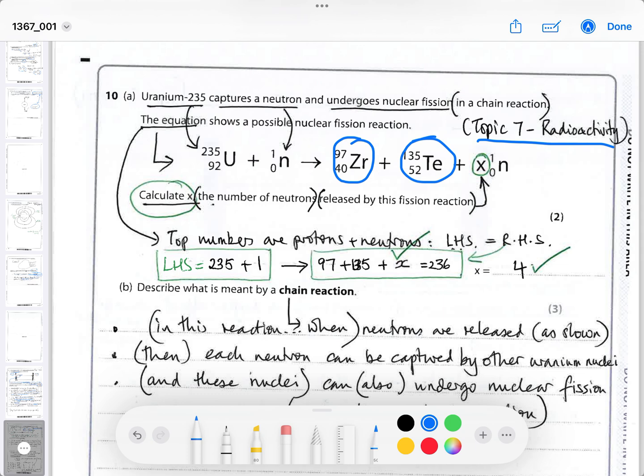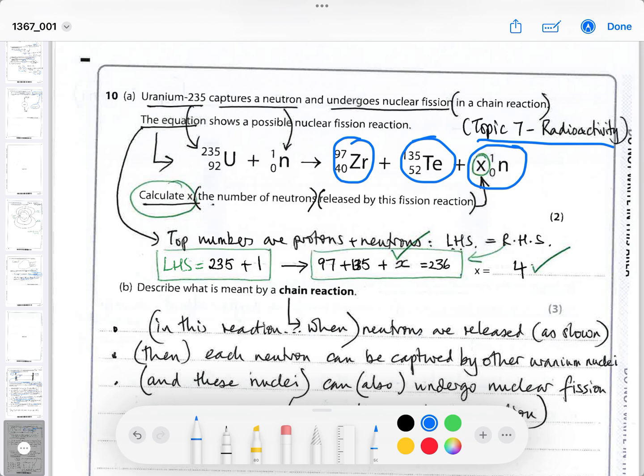And then what's missing? Well, if you do it carefully, you'll find that the total number on the left was 236, and then if you add the 97 with the 135, that's all the particles. 97 and 135 is 232, so we have 4 neutrons left. So they want you to work out how many neutrons are there here. In other words, X must be 4, yeah?